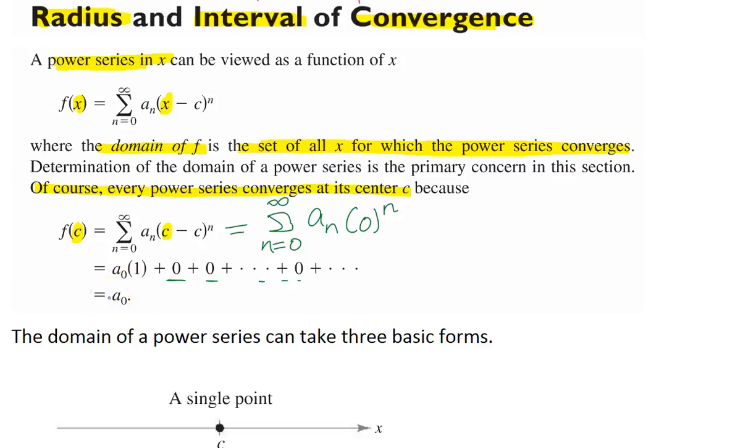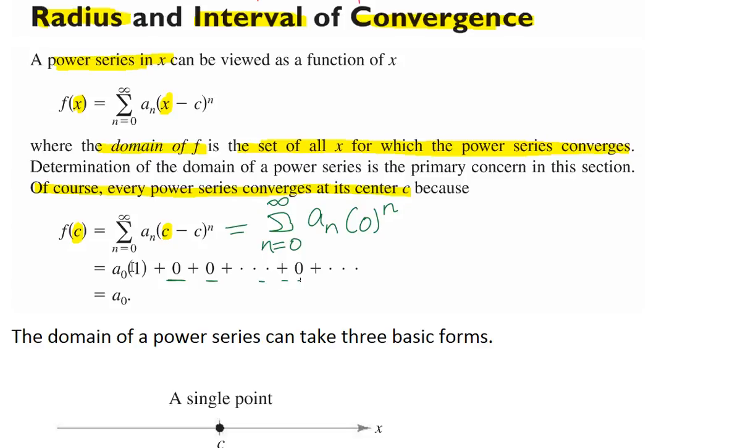And that's why the power series is convergent at its center. You're not going to get an infinite sum. The power series is convergent at its center. It's a finite sum. All right? Now, we all know every power series converges at its center C.